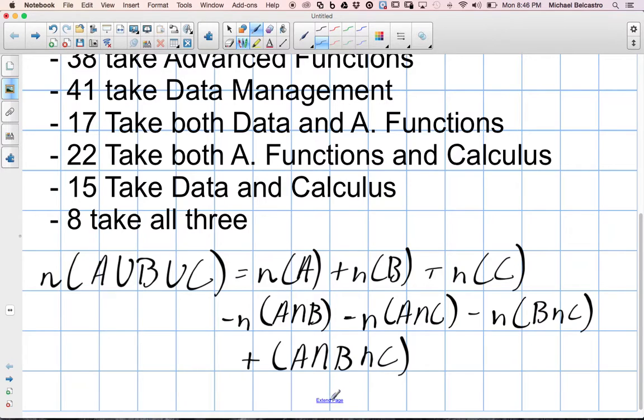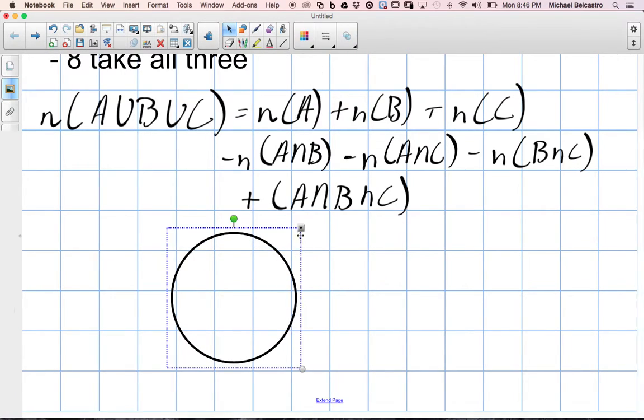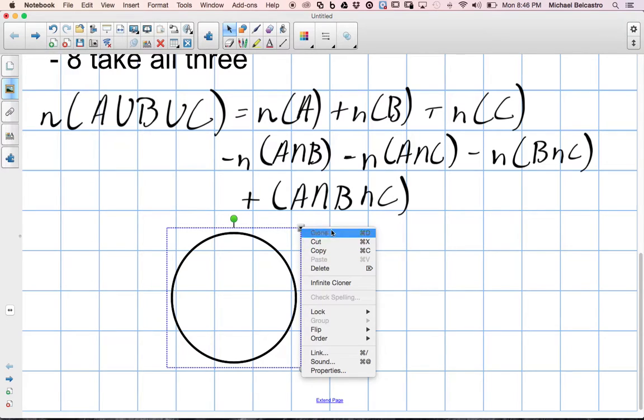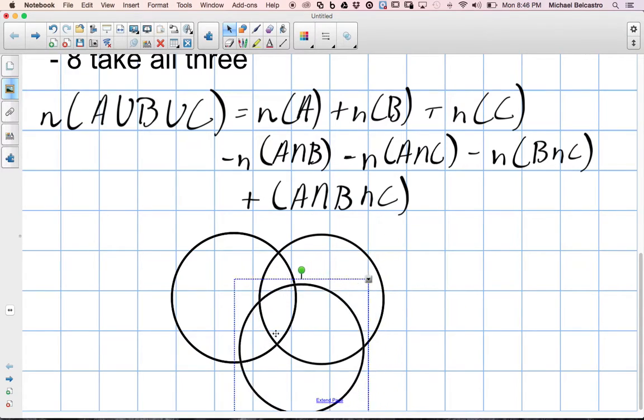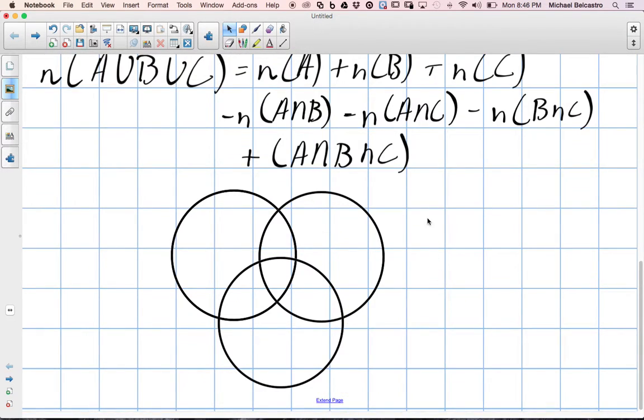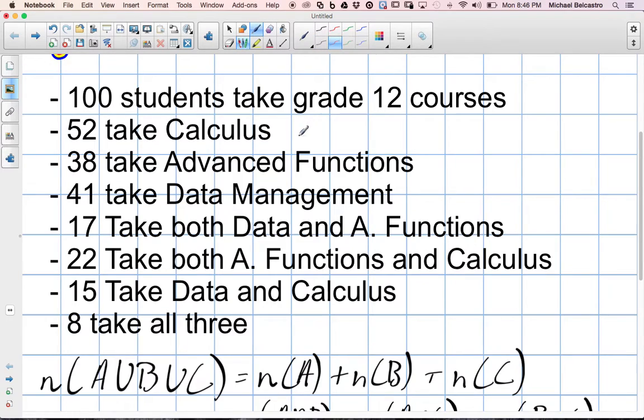What we're going to do is create a Venn diagram that hopefully is going to help make sense of a bunch of this. So we have our circle, and I'm just going to copy it. I'm actually going to clone it, and that's fast. Then I'm going to clone it again. Perfect. We're going to have to name our stuff. So if we scroll up here, we're going to call calculus our first set, A. We'll call advanced functions our set B, and we'll call data our set C. So we have our 3 sets.